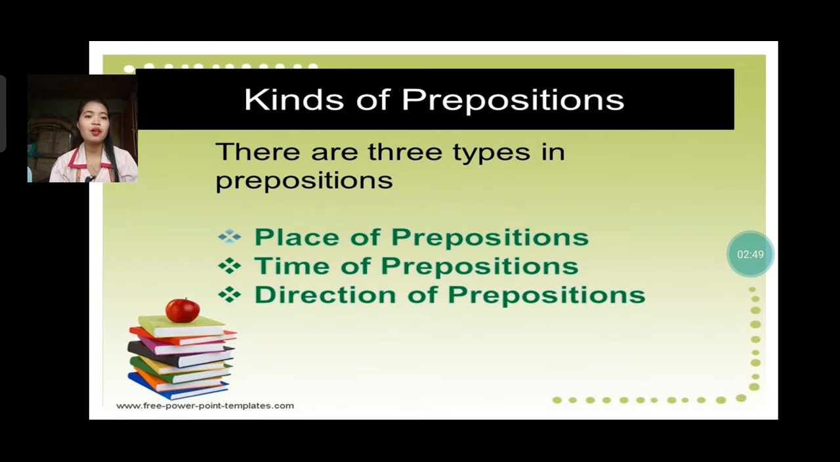In the kinds of prepositions, there are three types: the preposition of place, the preposition of time, and the preposition of direction. But this time, we will focus on the preposition of place.